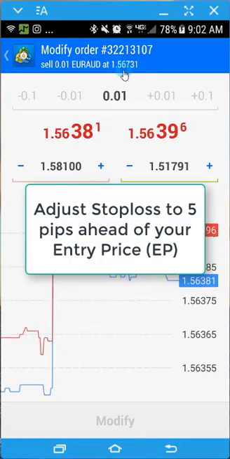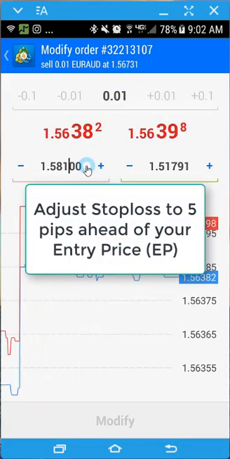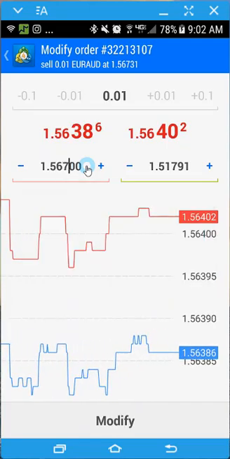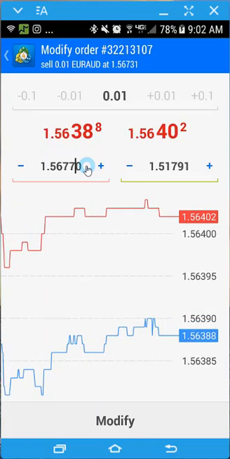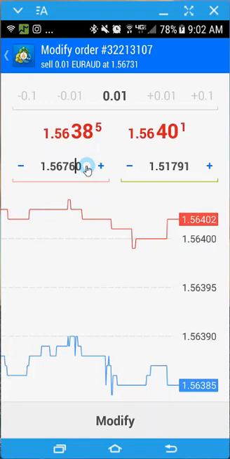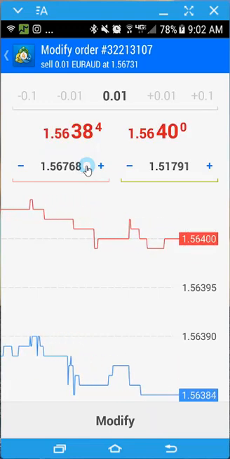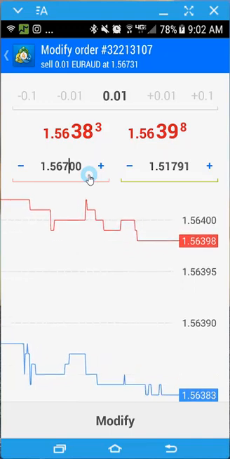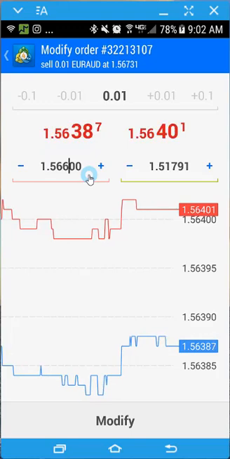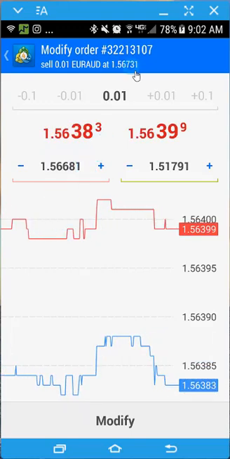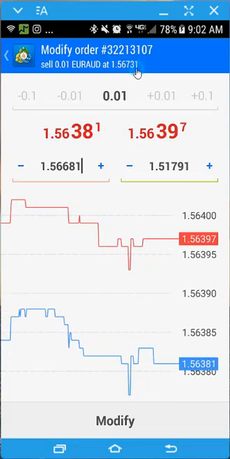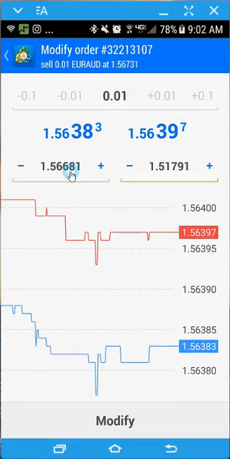So since this is a sell, I'm going to move this... 5, 6, 8, 1. All right, since this is a sell, it's going in the sell direction. I'm going to subtract 5 pips, and it's going to take me to 68.